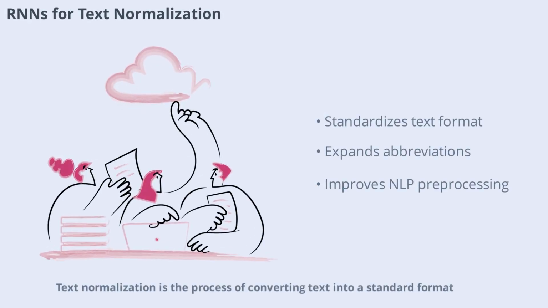Text normalization is the process of converting text into a standard format, such as expanding abbreviations or correcting capitalization. RNNs can learn to perform these transformations by analyzing the sequence of characters or words. This is especially useful in preprocessing text for other NLP tasks, ensuring consistency and improving downstream performance.